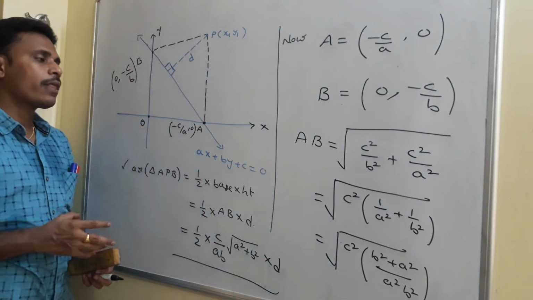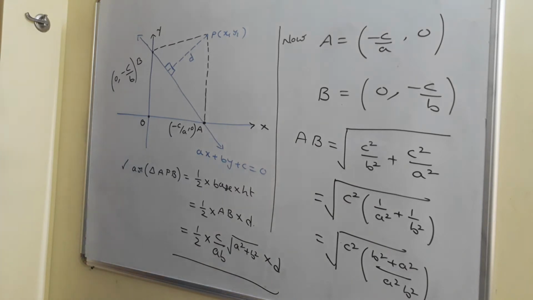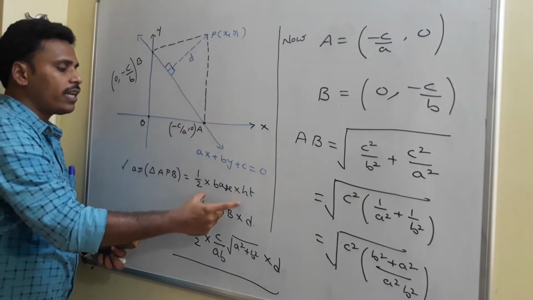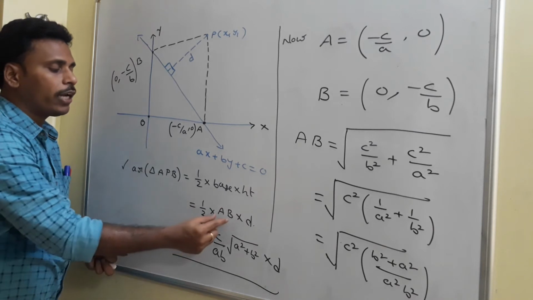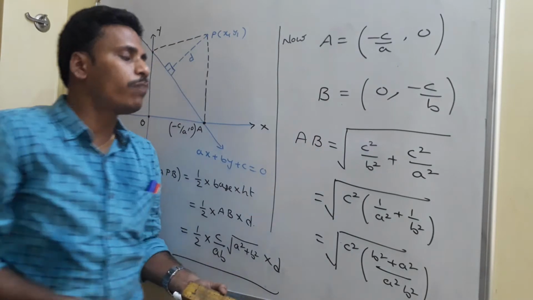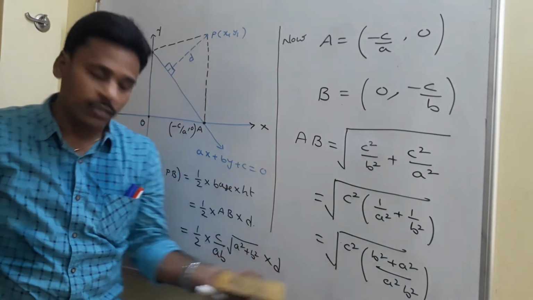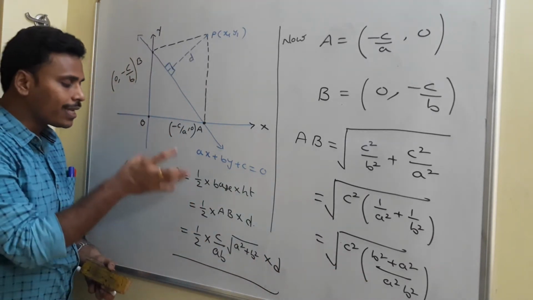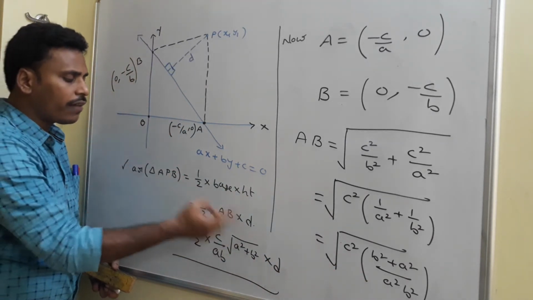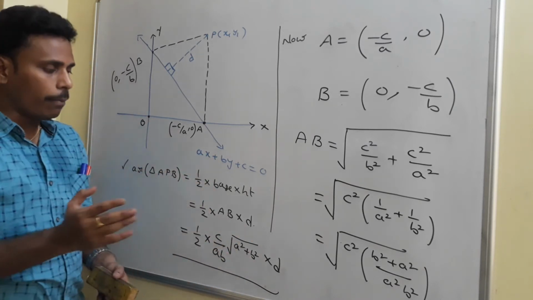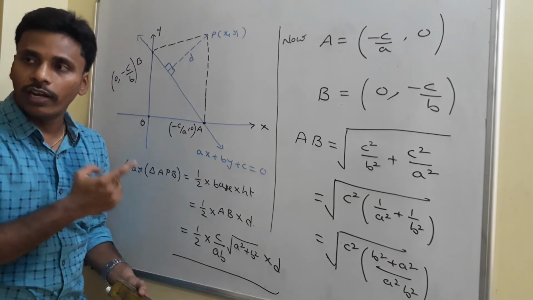In one way, the area of a triangle we usually find using base into height. In that direction, base is AB, height is d, and area is half AB into d. So I need to find the distance AB. To find the distance AB, use the coordinates of A, the coordinates of B, and then the distance formula. Then AB is c by ab times the root of a square plus b square, and this is the area of the triangle. So this is one possible way. Just make a note of this, and go for a screenshot now.